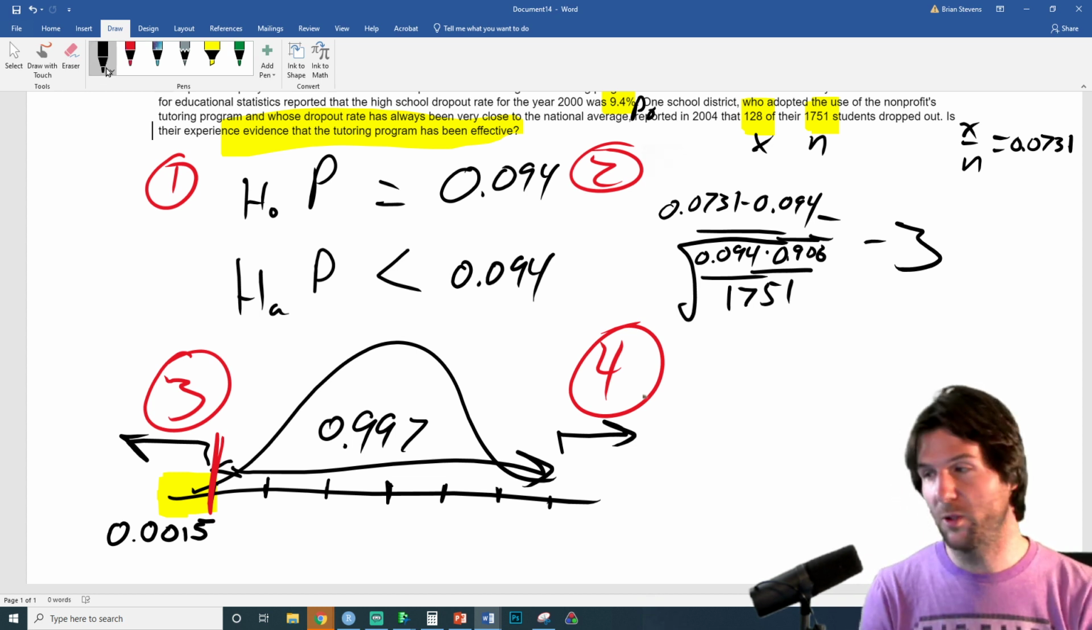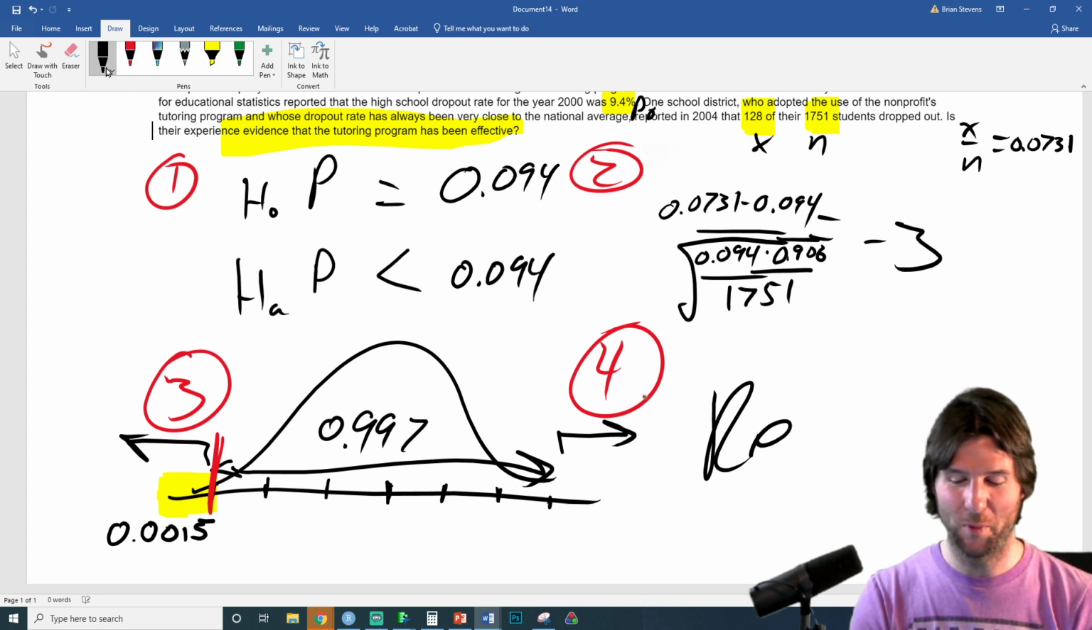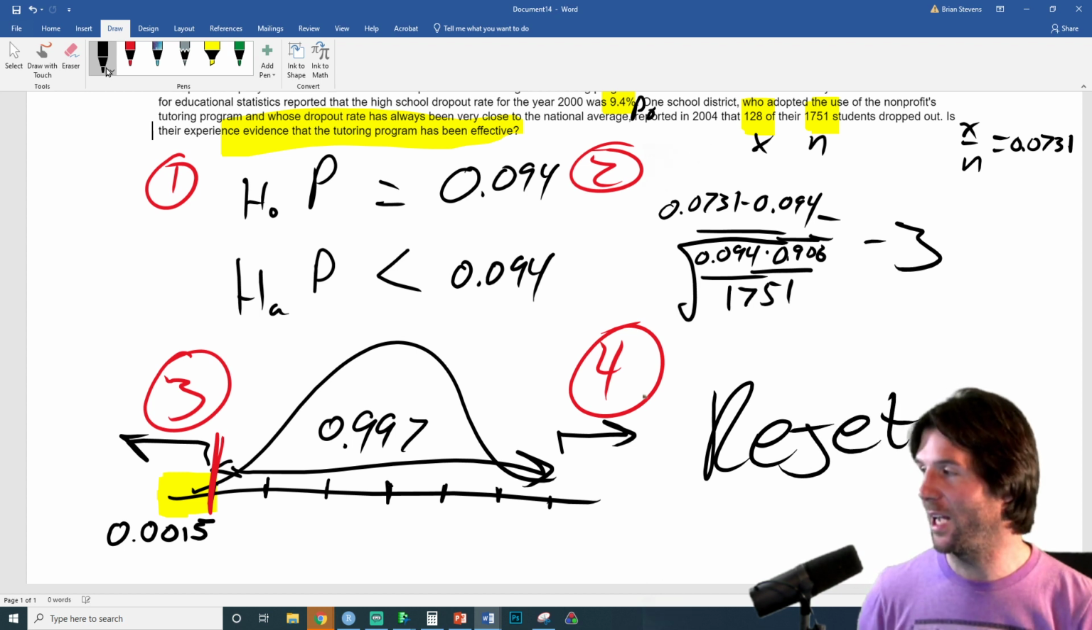And this p-value is so low. Can't believe I missed that question earlier. This p-value is so low, we're going to reject the null. When the p-value is low, reject the null. When the p-value is high, just let it fly.